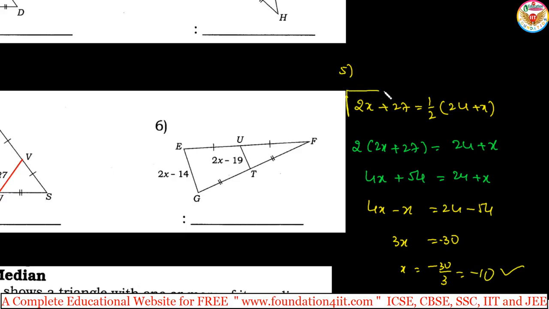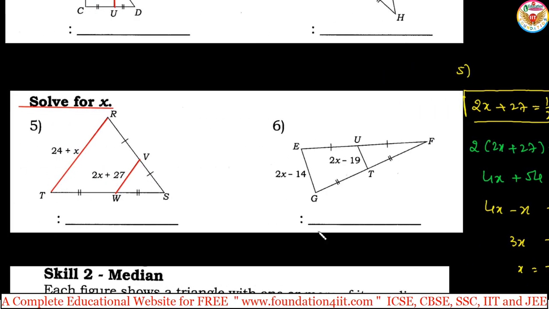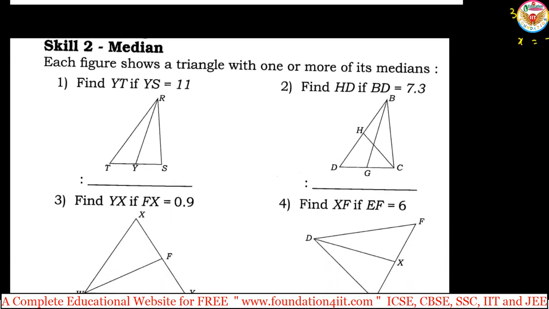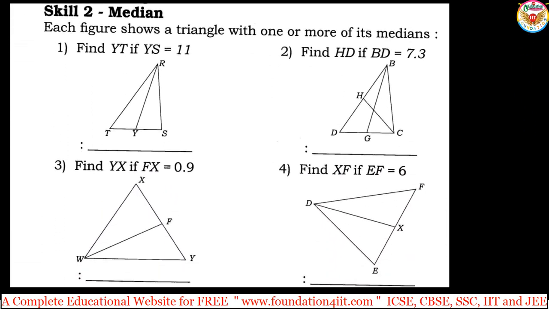So the statement is, the line joining the midpoints of two sides is exactly half of the third side. That property is what applies. Same way here, we can take 2x minus 19 is equal to 1 by 2 times (2x minus 14). You can solve problems of this type. And the next skill is about the median.